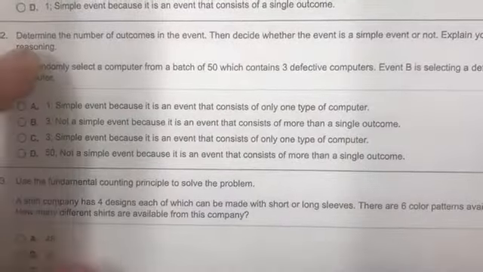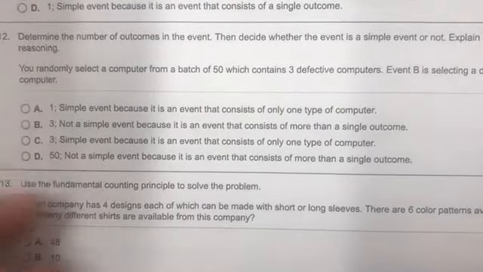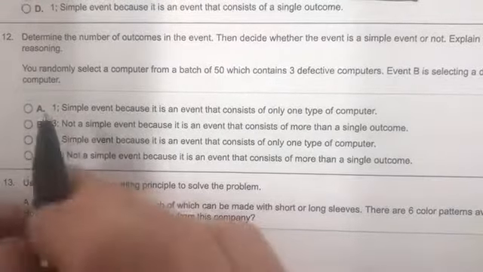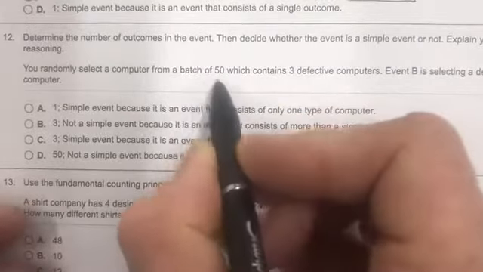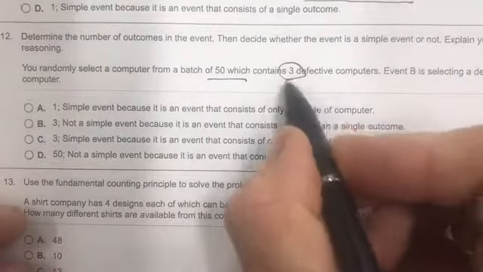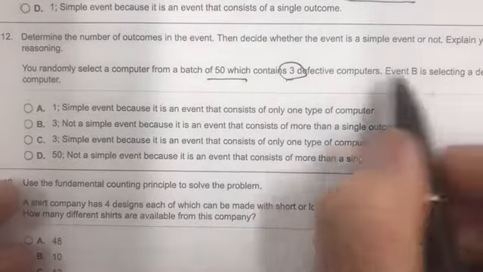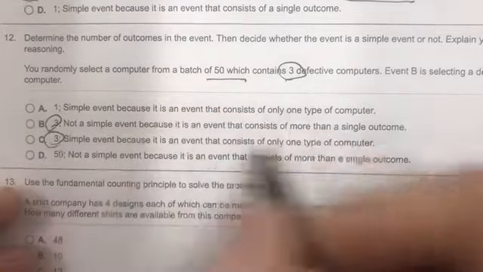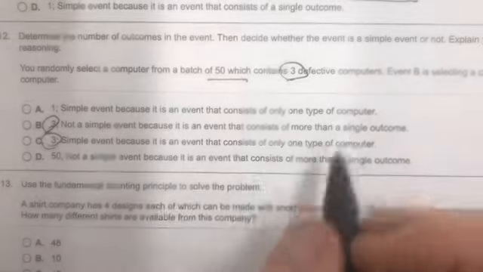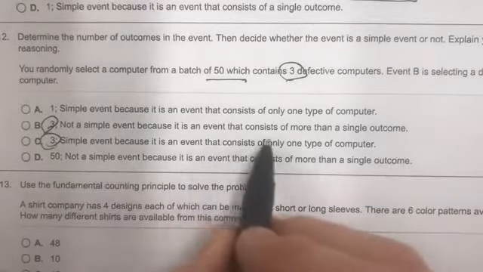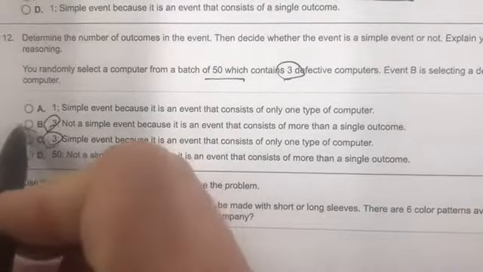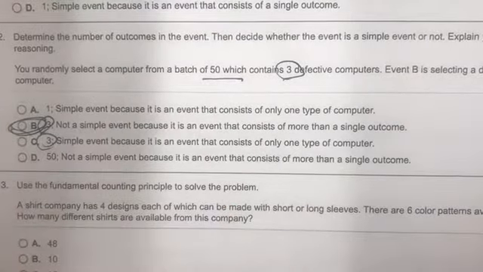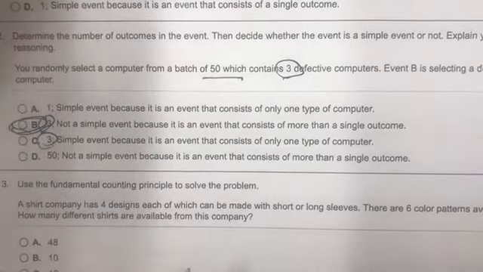Number 12. Determine the number of outcomes. You randomly select a computer from a batch of 50 which contain 3 defective. Event B is selecting a defective computer. How many of those are there? Well, there's 3, so it's got to be 3 since there's 3 defective ones. That's not simple because it consists of more than a single outcome, so that'd be B. It's not simple. Simple only has one outcome.